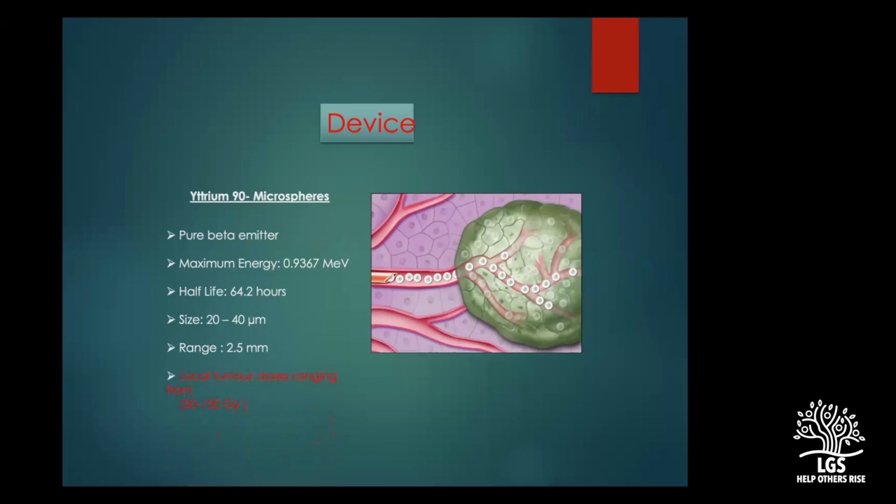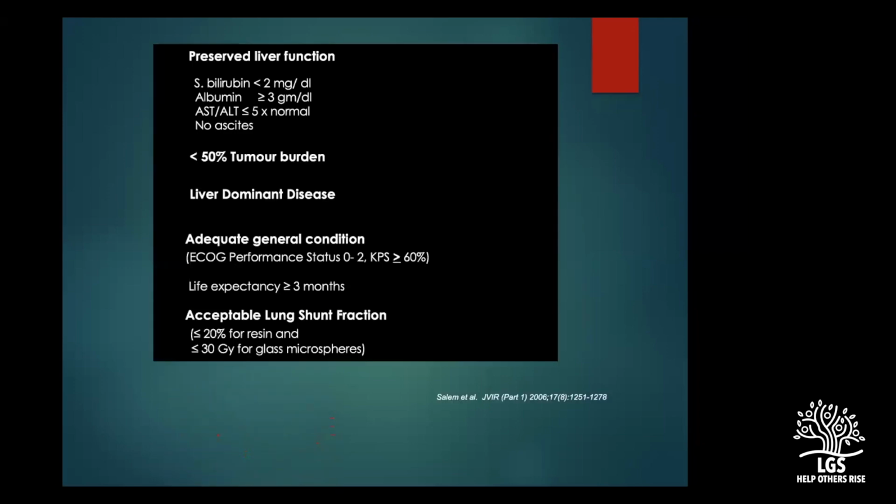There is also a local tumor dose rate, and these are all the different parameters that we look at. The most important thing, I think all of us know the other things, but the ECOG performance status is very, very important. Sometimes there's no point really offering TARE for patients with an ECOG status more than 3, or if they are Child-Pugh C, again, the survival rate is very bad with TARE.